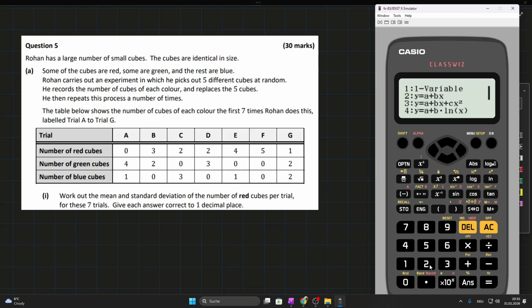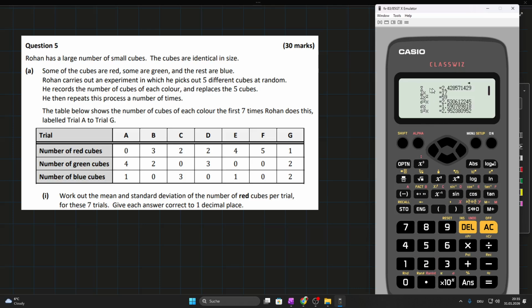So we're going to go in statistics on our calculator, and we only have one variable here. We just have the number of red cubes, and we want to type all those in. So we're going to have 3, 0, 3, 2, 2, 4, 5, and 1. You can see we have 7 things there, so we're all good. Then we can go out of that, and we can go to options. We can look at the one variable calculations.